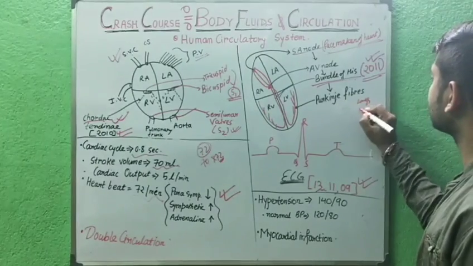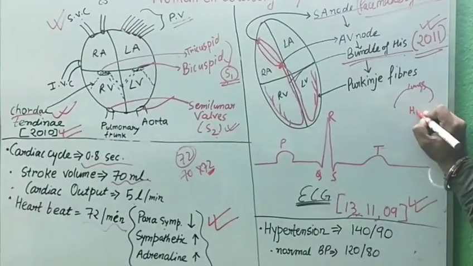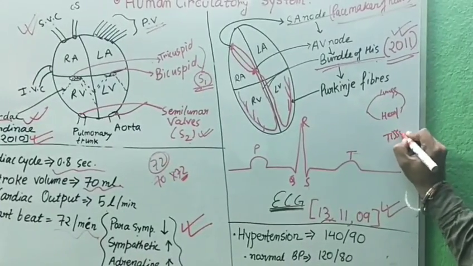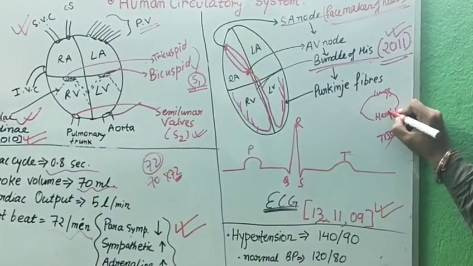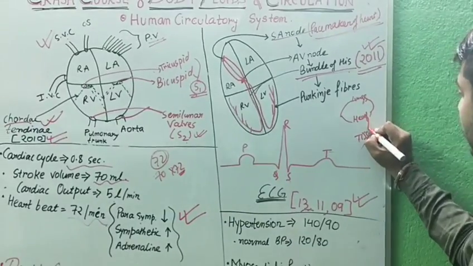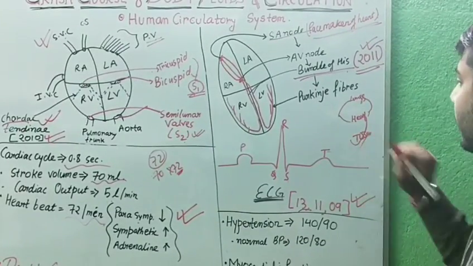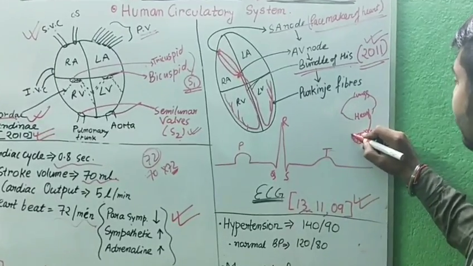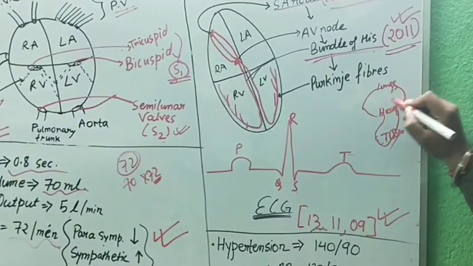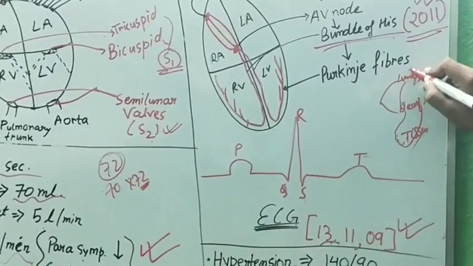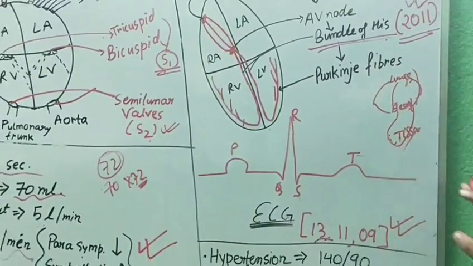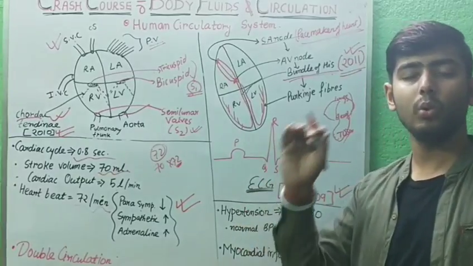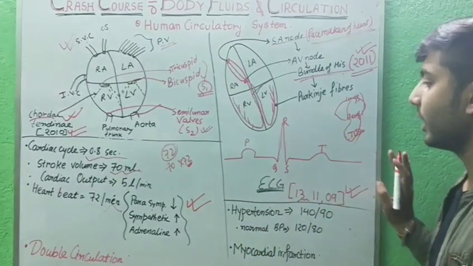This is lungs, this is heart. This is tissue. From heart aorta, it is going to tissues. From tissues, it's coming from veins. From tissue, deoxygenated blood is going from veins to heart, then from heart to lungs, and then from lungs to heart. So this is double circulation. Basically, you just have to know a certain idea about double circulation. I hope this is clear.